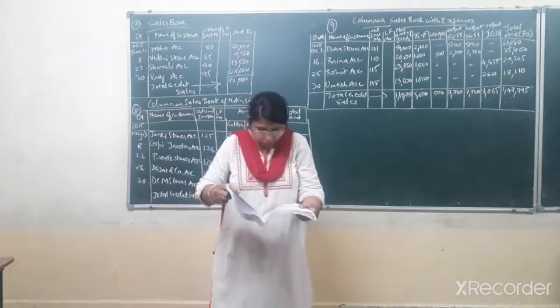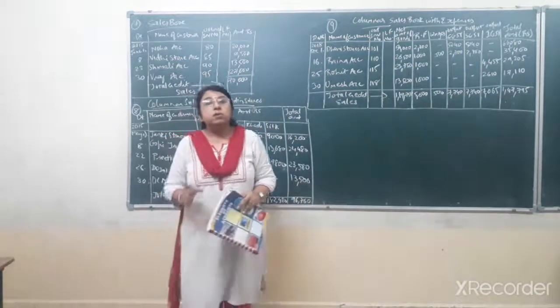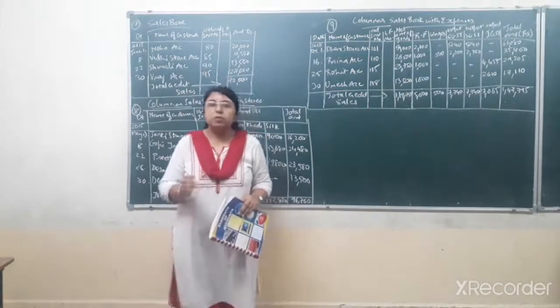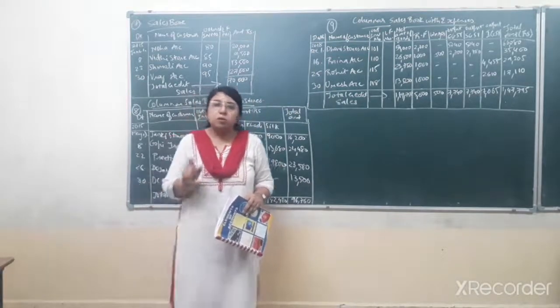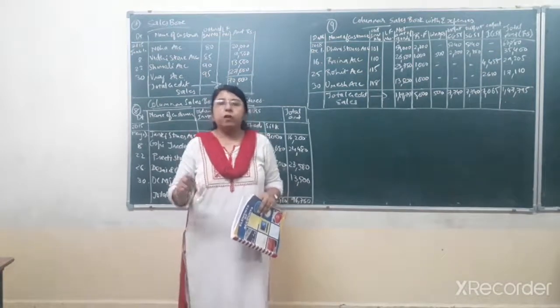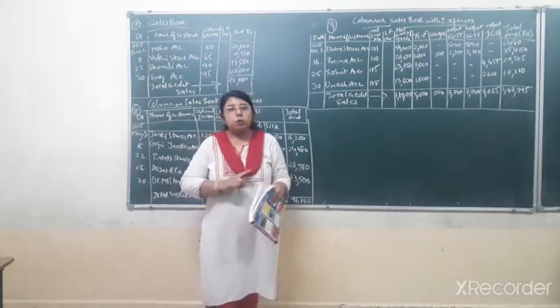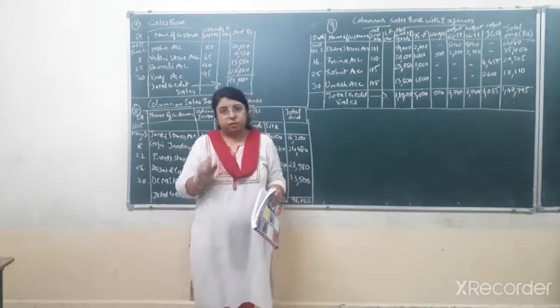One more thing in this transaction is given to you, that is carriage of rupees 400. Now this is a simple sales book. We are not preparing a sales book with an expense column. So this carriage transaction will not be recorded in this sales book. For that we have to write the entry in the journal proper. So that 400 rupees will not be recorded in the sales book.